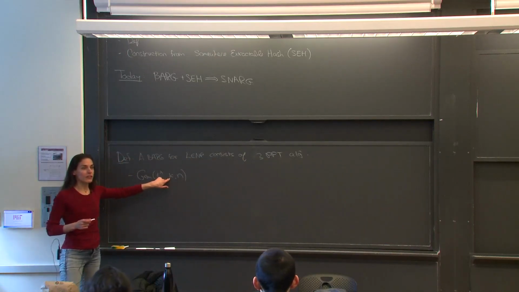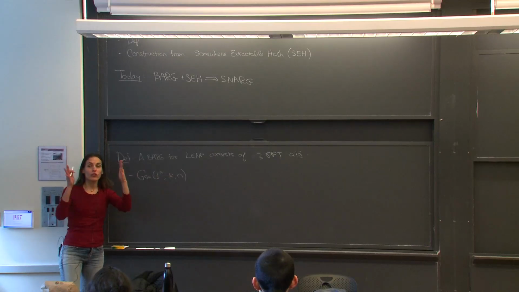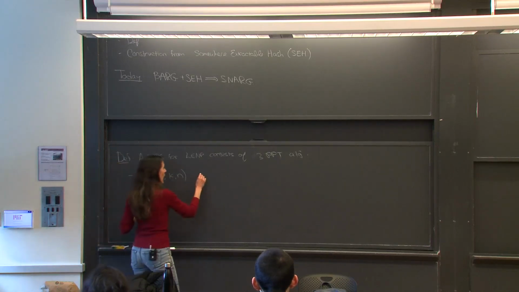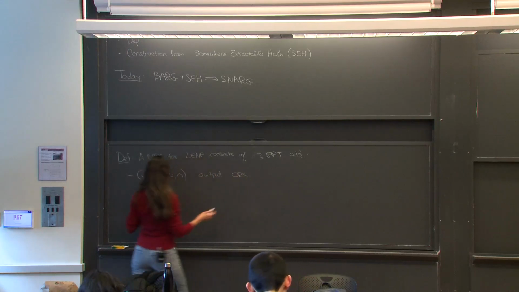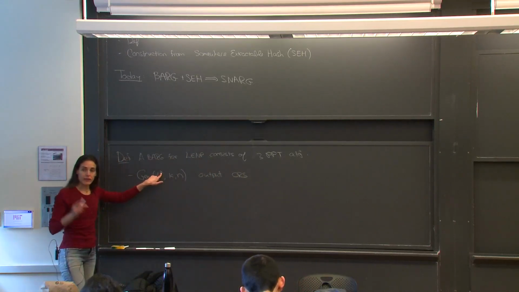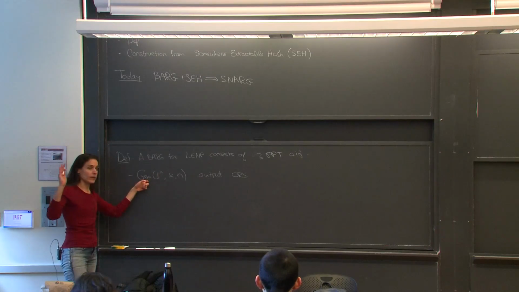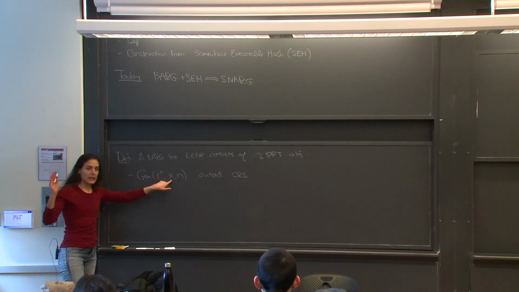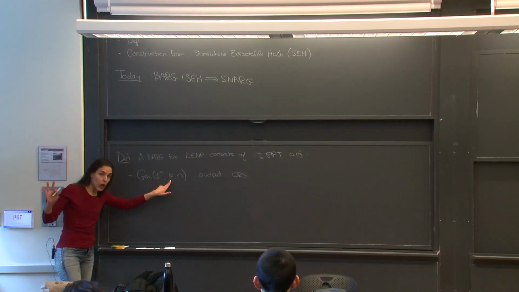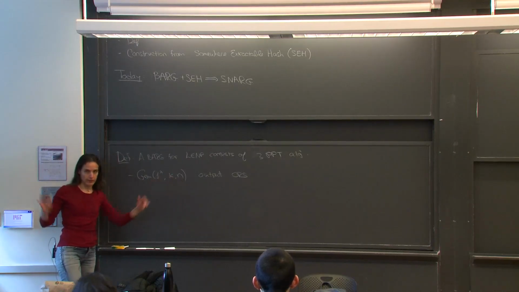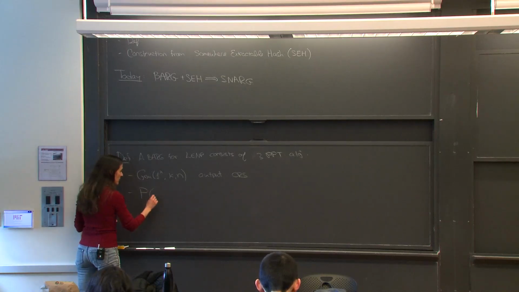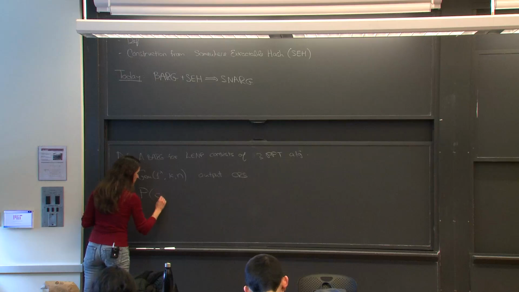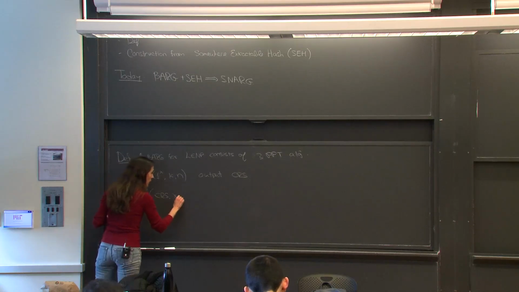K, which is the number of instances you want to batch, and N, which is the length of each instance, and then outputs some CRS. Note, lambda is given in unary because we want them to run in time poly lambda, but K and N are given in binary, so because it's a polynomial time algorithm, it runs in time polylog in K and polylog in N, the instance size.